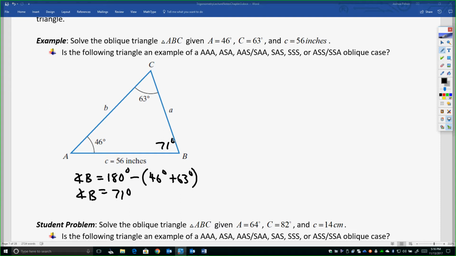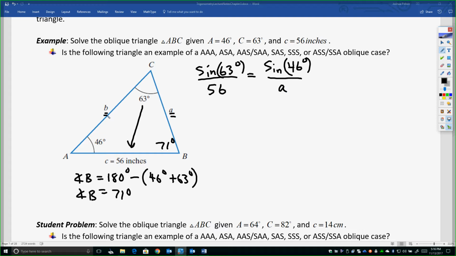So the only ratio I know at this point is this one right here. You can either put the angle on top or the side. It is up to you. We'll put the angle on top. So that is the sine of 63 over the 56 equals the sine of 46 over A, if we want to solve for A first. But it doesn't matter whether we solve for A first or B. There's no particular order to these.